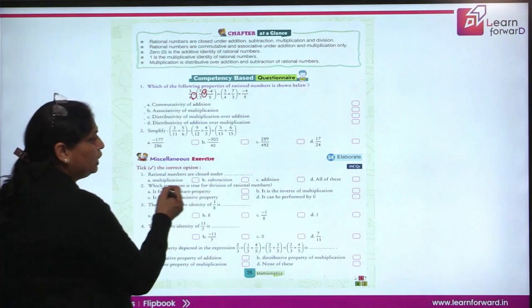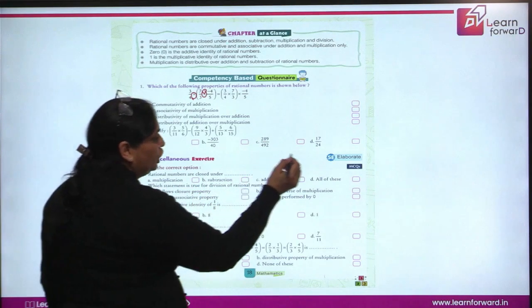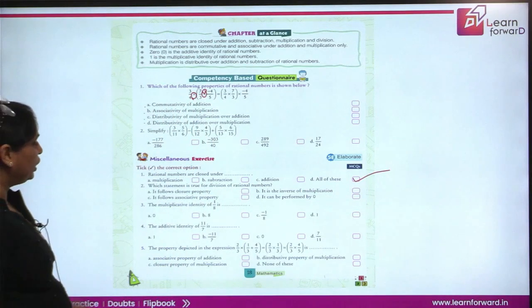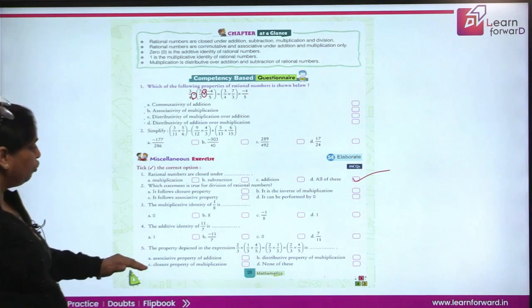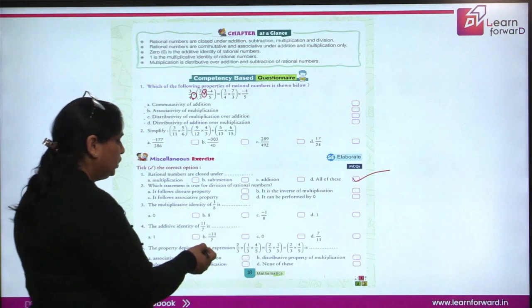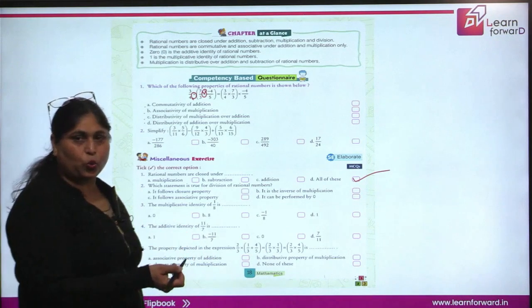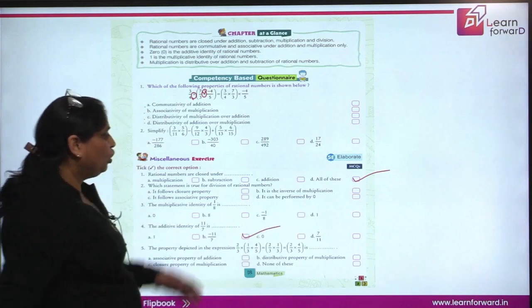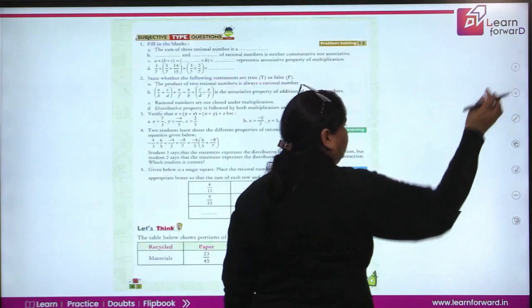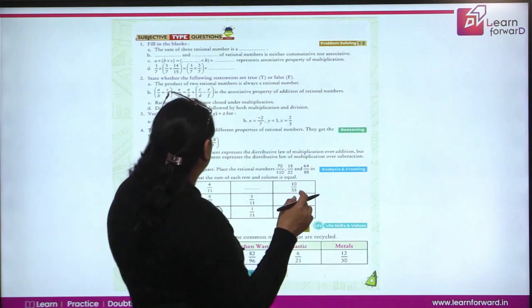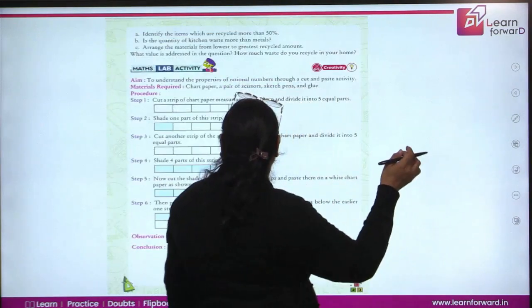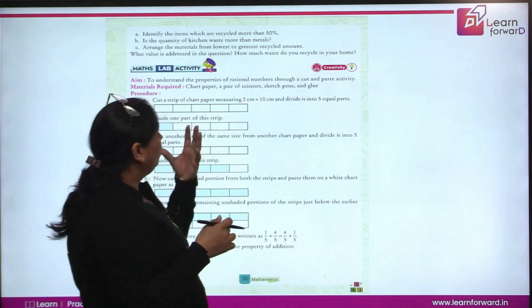Rational numbers are closed under multiplication, subtraction, addition, all of the above. All of the above is the answer. Which statement is true for division of rational numbers? These 4 parts. Additive identity is 0. All the remaining parts are your home task. Again, some of the subjective questions are for homework. Lab activities are also there. We will do them.